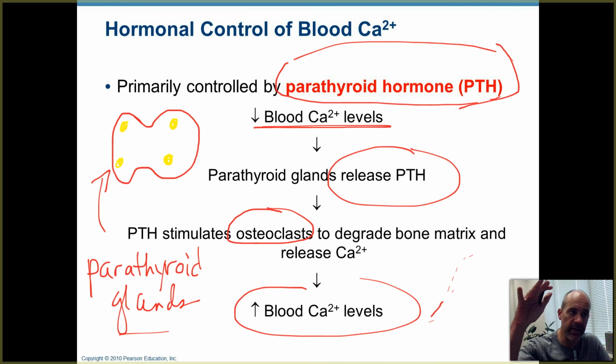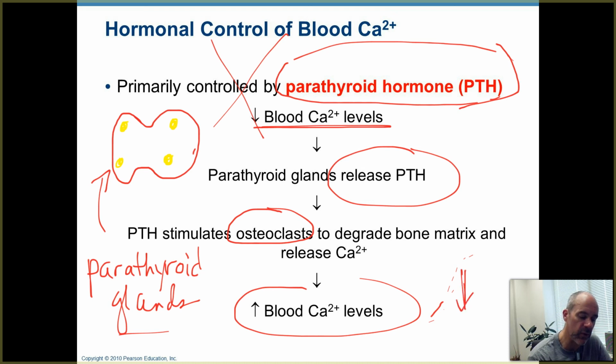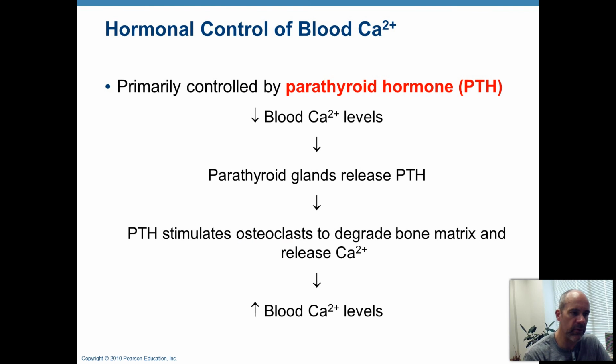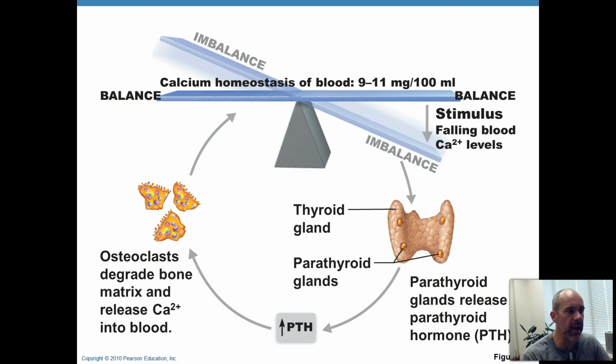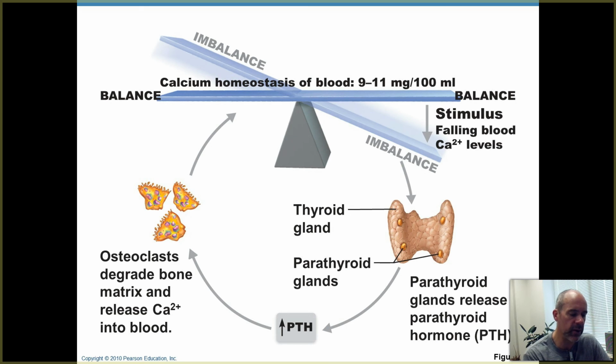Once they start getting too high, what you have to do is shut down that process. The parathyroid glands will quit producing so much parathyroid hormone. What's that going to do to your osteoclasts? That's going to decrease osteoclast activity, and you won't degrade as much bone matrix. You will not release as much calcium back into the bloodstream and your body fluids. So it's pretty straightforward. Your blood calcium levels are mainly controlled by this hormone called PTH, or parathyroid hormone.